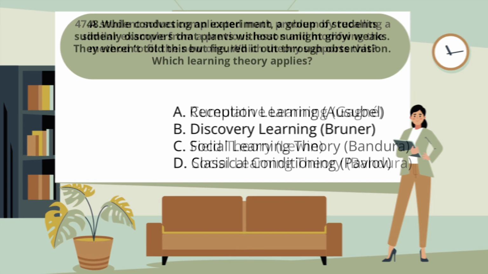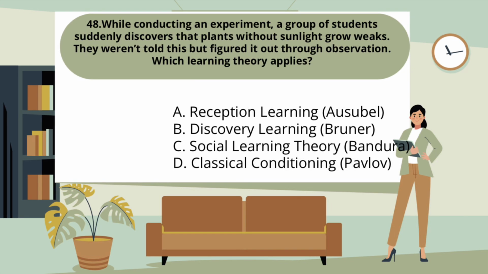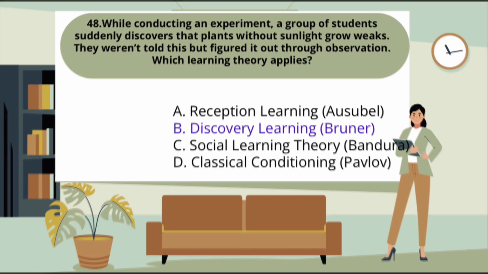So, number 48, while conducting an experiment, a group of students suddenly discovers that plants without sunlight grow weeds. They weren't told this but figure it out through observation. Which learning theory applies? Letter A, perception learning by Oswald. Letter B, discovery learning by Brunner. Letter C, social learning theory by Bandura. And letter D, classical conditioning by Ivan Pavlov. So the correct answer is letter B, discovery learning.